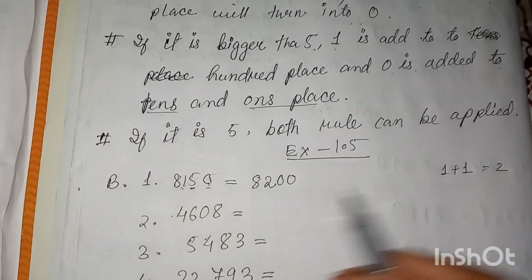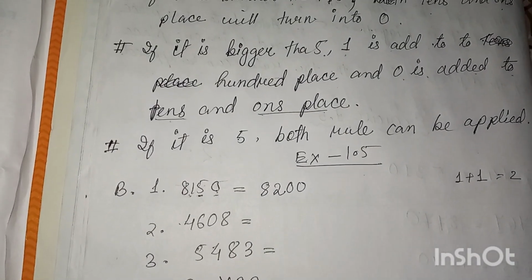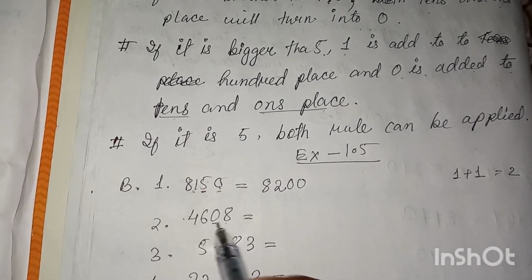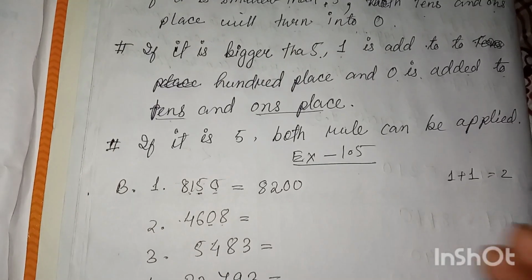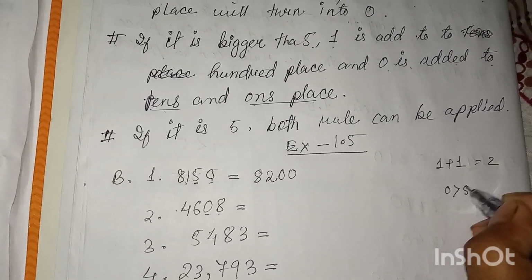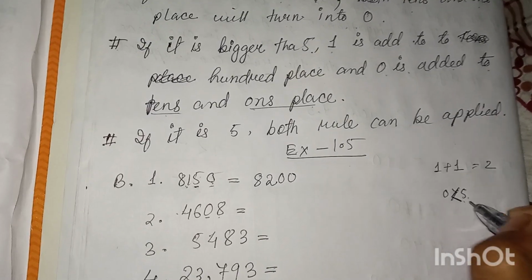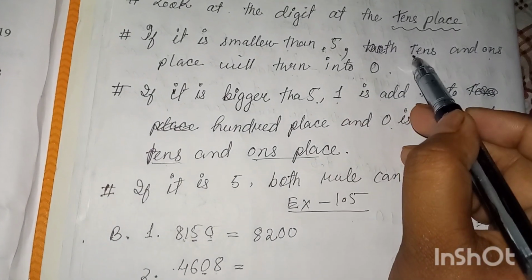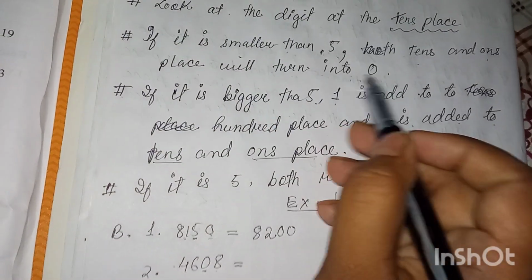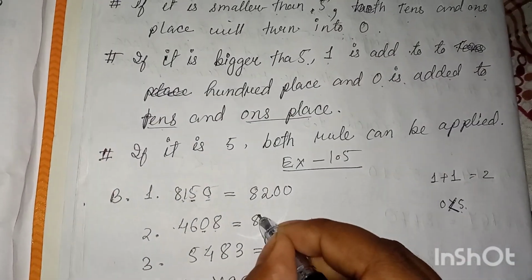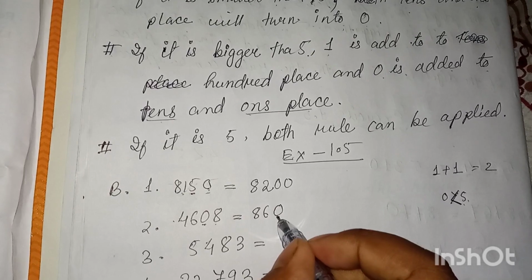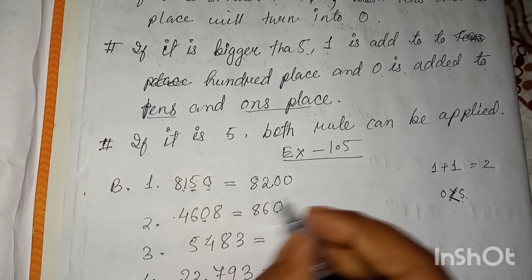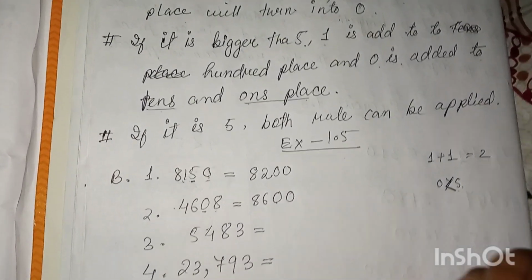Now again, look at the tens place. Ones, tens. In tens we have 0. So 0 is smaller than 5. If smaller than 5, then the tens and ones place will turn into 0. So the tens place is already 0, and the ones place will also turn into 0.